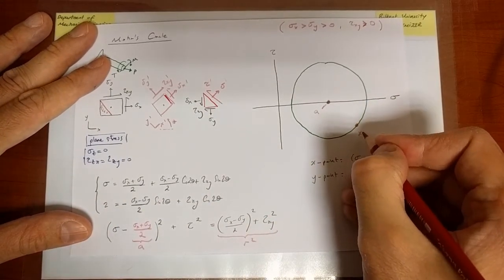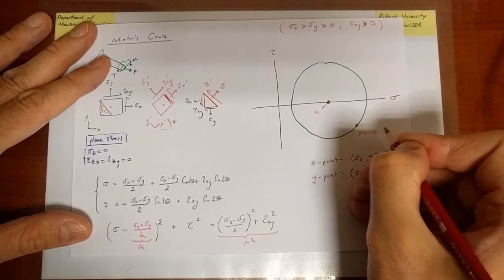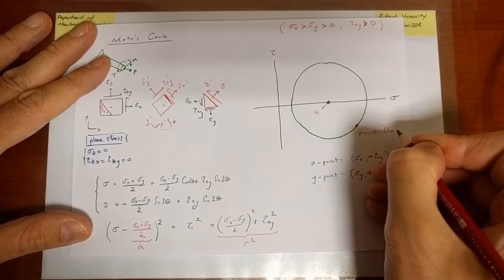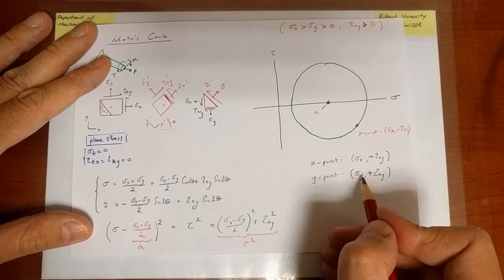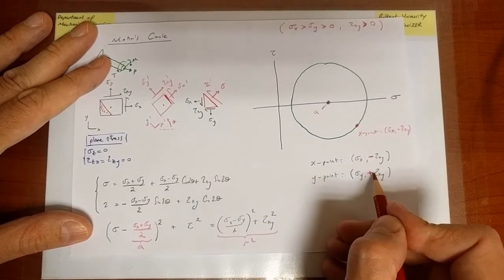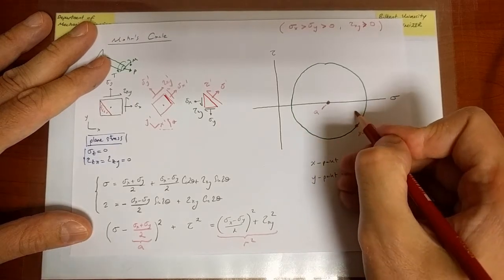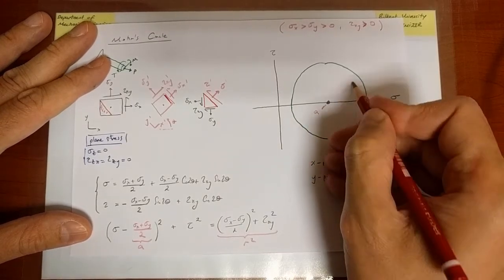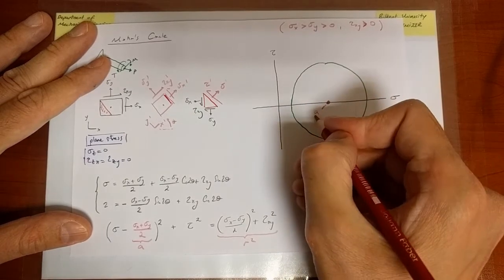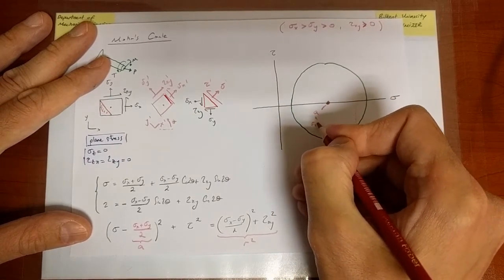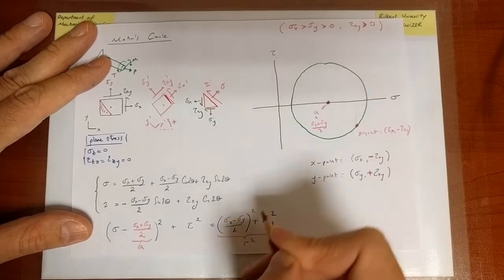So this is the x point, which is sigma x, minus tau xy. And the other point is sigma y, plus tau xy. So if this distance is tau xy, the other distance where this lies is plus tau xy. Now the center is (sigma x plus sigma y) over 2.